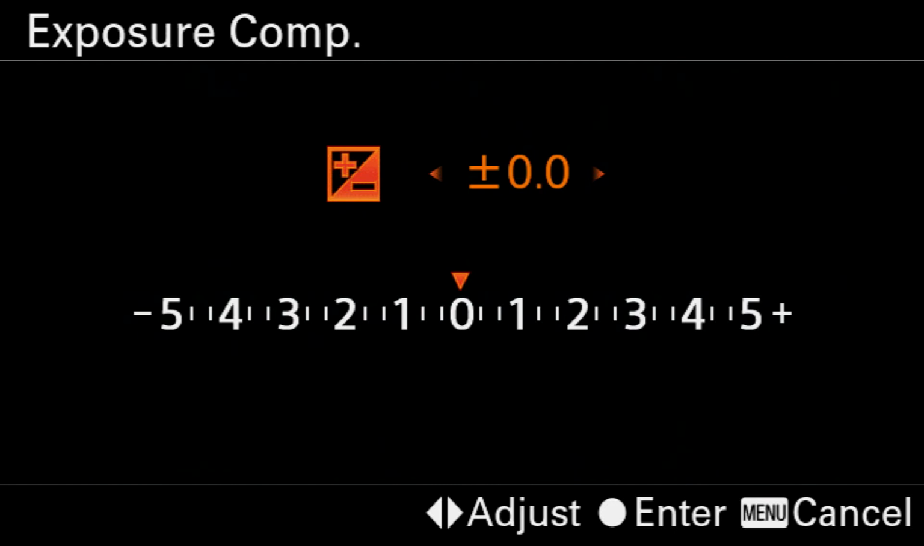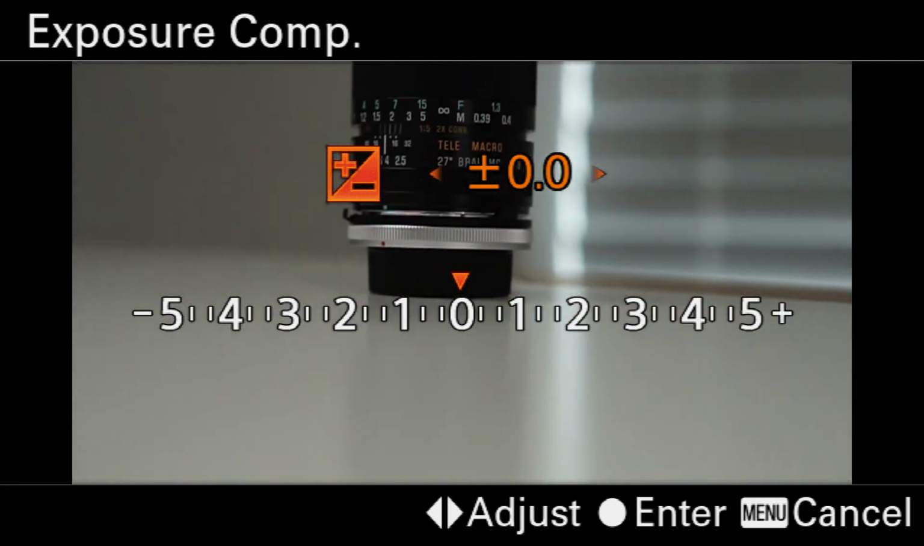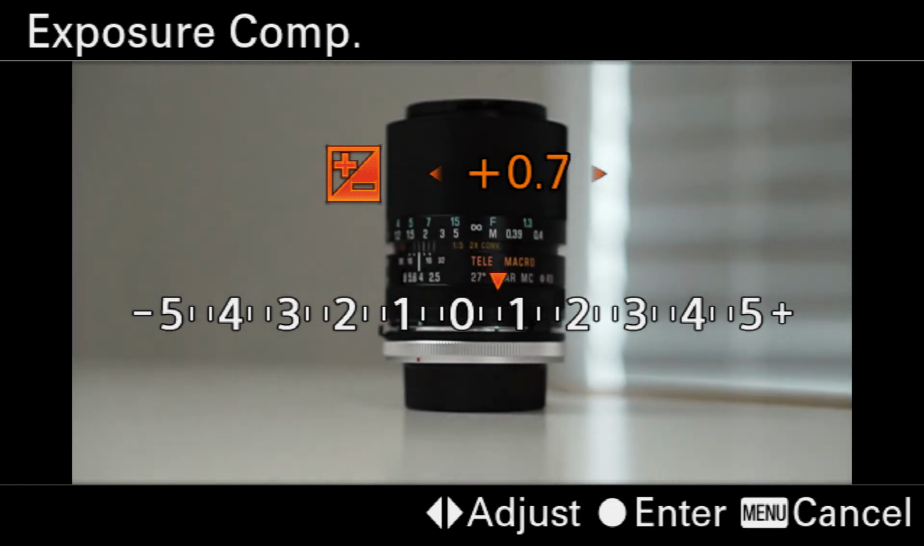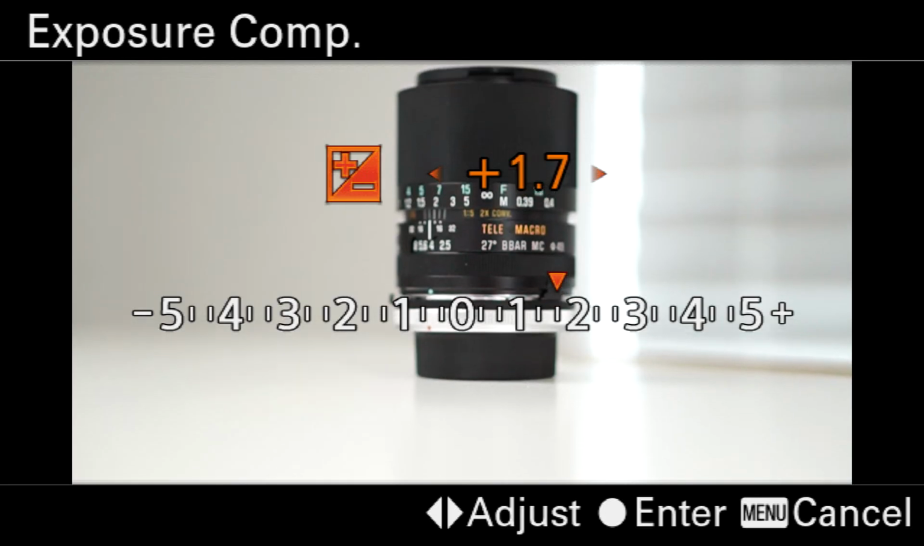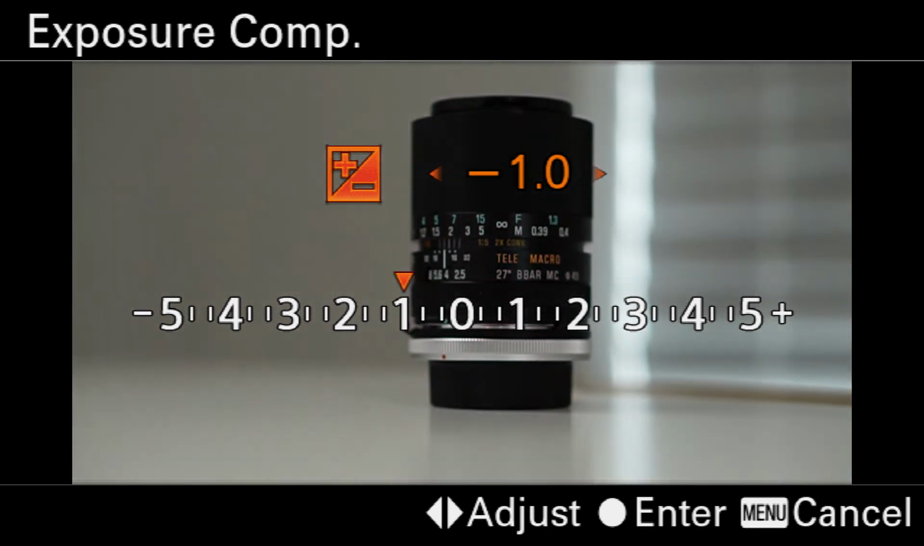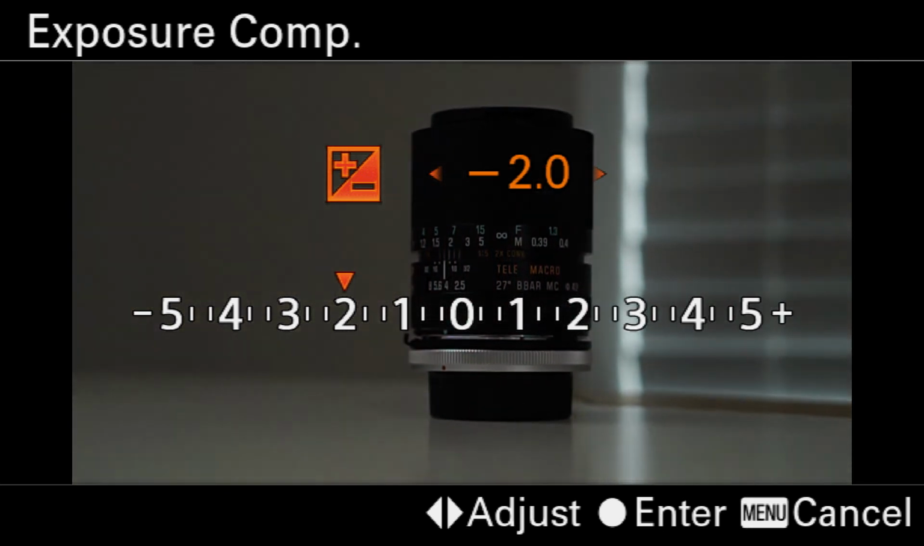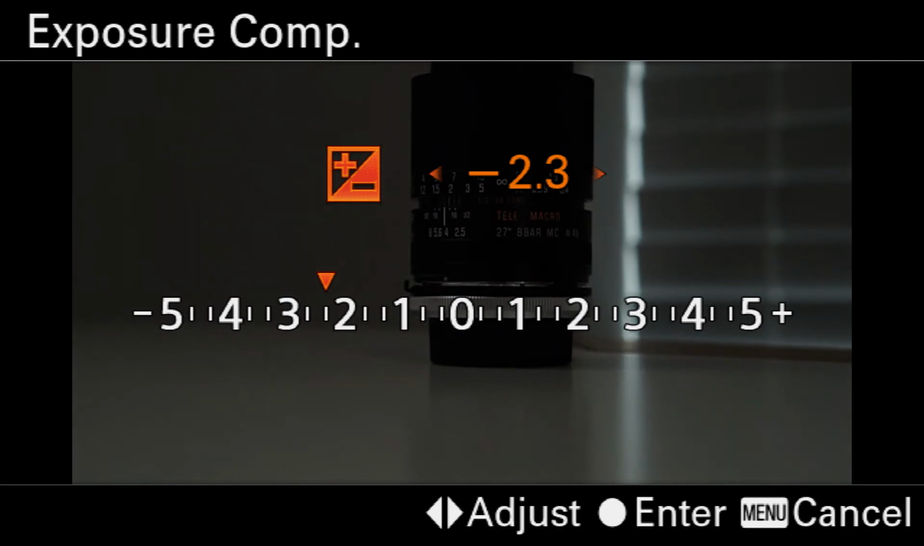Inside here, if we select a positive value, it's going to increase the brightness of our exposure. And if I go the other way and select a negative value, it's going to tell the camera to do a darker exposure. So again, this gives us a little bit of control over that final look.